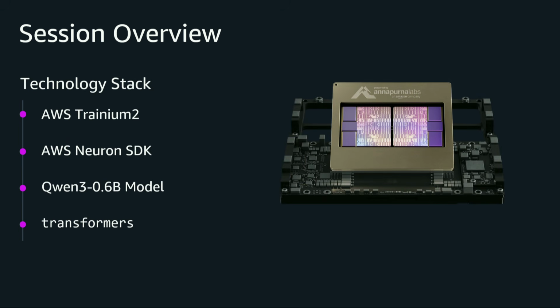The technology stack we're using specifically today is AWS Trainium 2, the second generation of our chip. On a smaller instance, we're going to be using one of the 8 Neuron cores that exist on the chip, just to keep things a little more consumable. We're going to be using the Neuron SDK to both compile and run our models. In our case today, we're using Qwen 3 0.6B, an embedding model, and this is available via the Hugging Face Transformers library.